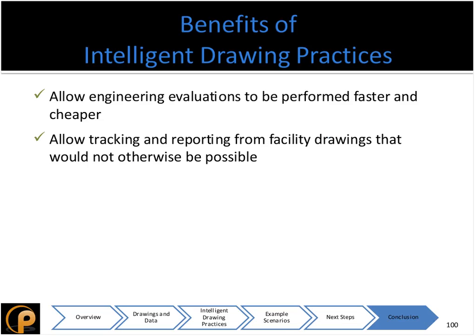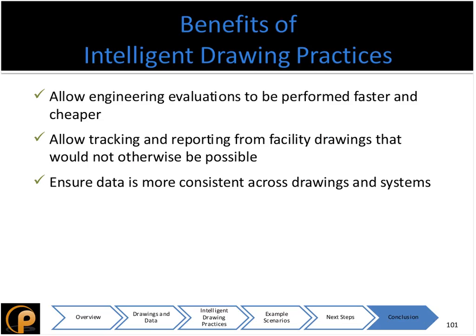Using these intelligent drawing practices allows tracking and reporting from facility drawings that would not otherwise be possible, right? So plant C was not able to put the car seal number within their CAD drawings, so they're not able to track their car seal numbers within their drawings. So any comparison of their P&IDs to their operations list is very difficult in a manual effort, really.